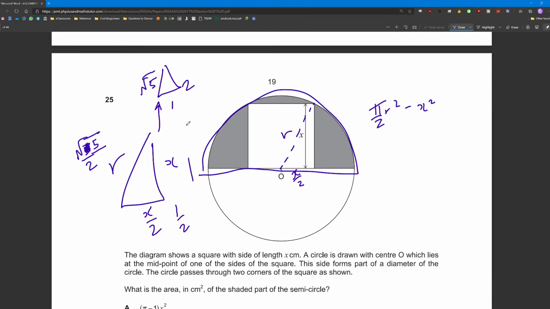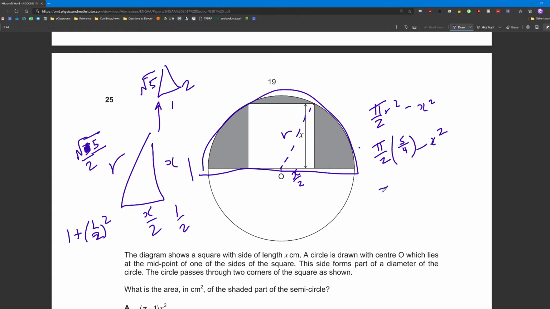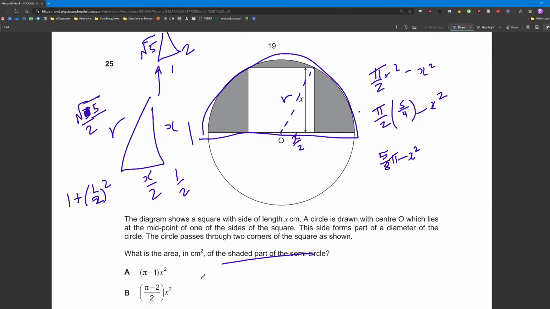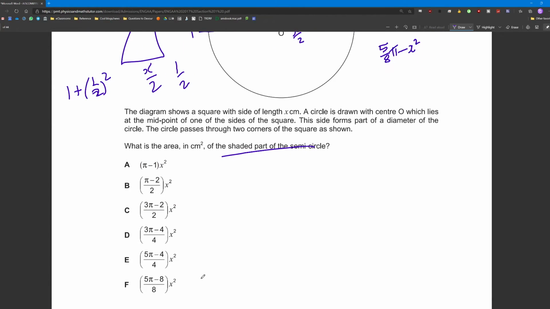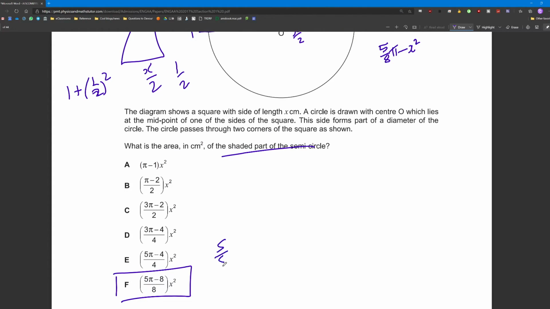But anyway, knowing that r is root 5 over 2, you get pi over 2, and you don't even need to calculate r, to be honest, because you're just looking at r squared in your final answer. So r squared is 1 plus half squared, right? You don't need to square root it at all. It's 5 over 4. Pi over 2 times 5 over 4, minus x squared, or 5 over 8 pi minus x squared. So what is the area of the shaded part of the semicircle? It's this, because that's the only one that has a term of 5 over 8 pi.